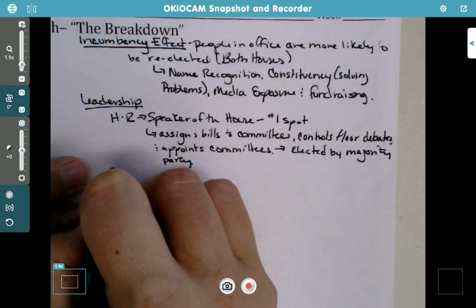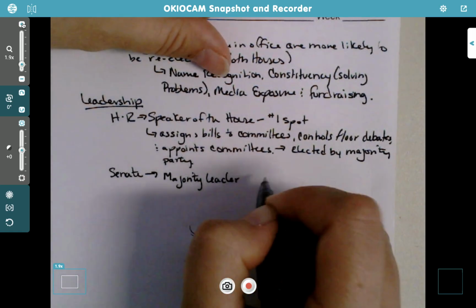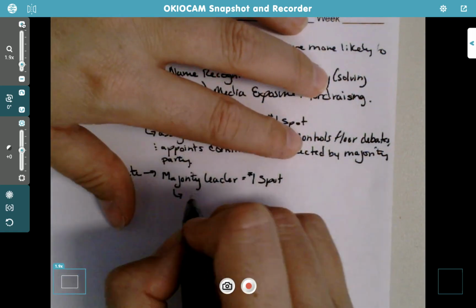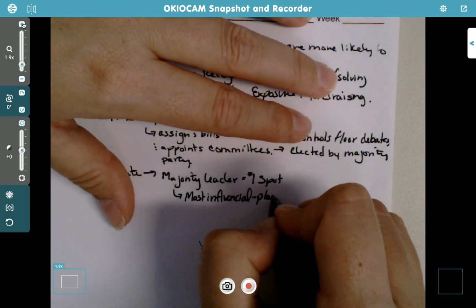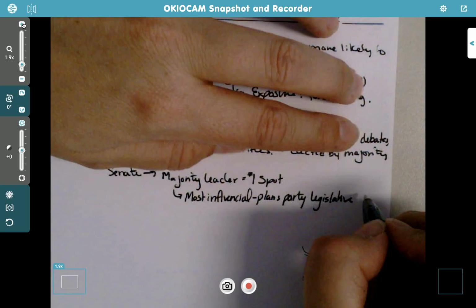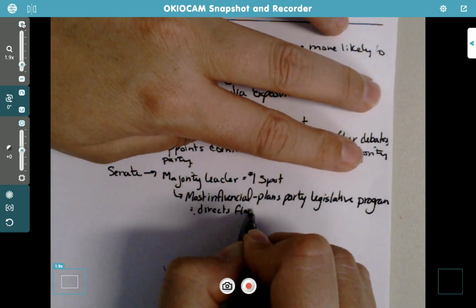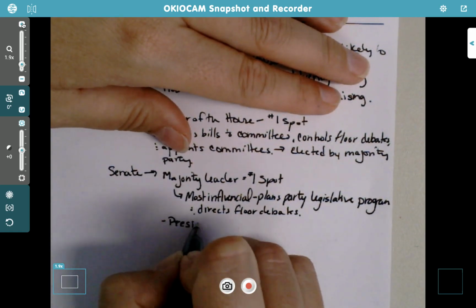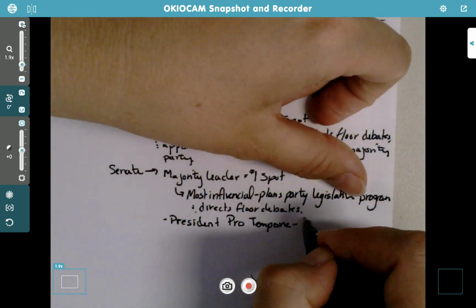Senate. Majority leader equals number 1 spot. You need to know most influential. Plans party legislative program, and directs floor debates. Underneath that, we have president pro tempore, which is the number 2 spot.